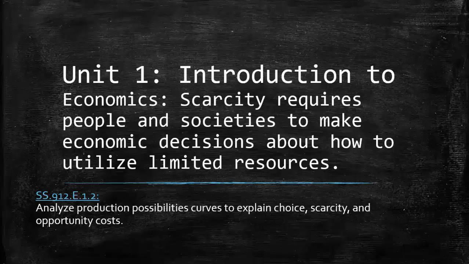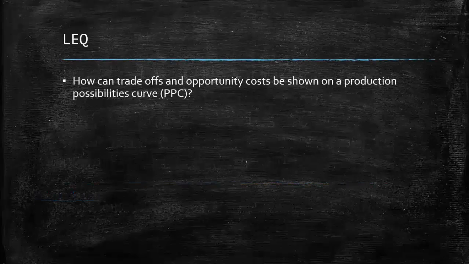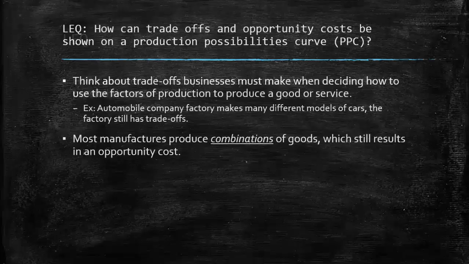Now, we only have one LEQ for this particular video, and it is how can trade-offs and opportunity costs be shown on a production possibilities curve. So henceforth, production possibilities curves are going to be called PPCs. Now that you know it's called a production possibilities curve, we abbreviate it PPC because production possibilities curve is just a mouthful to say, and I try to be as efficient as possible.